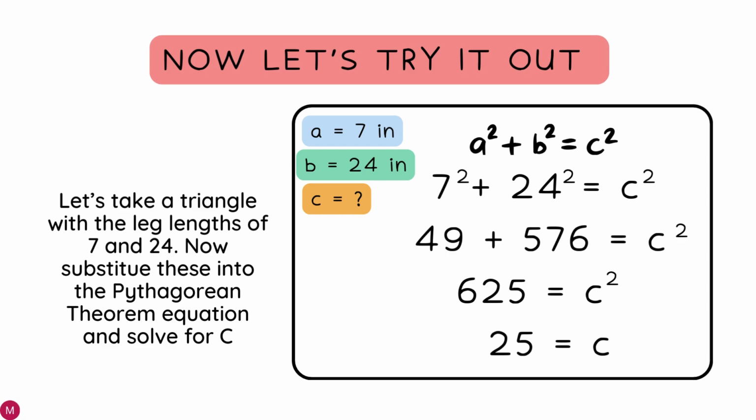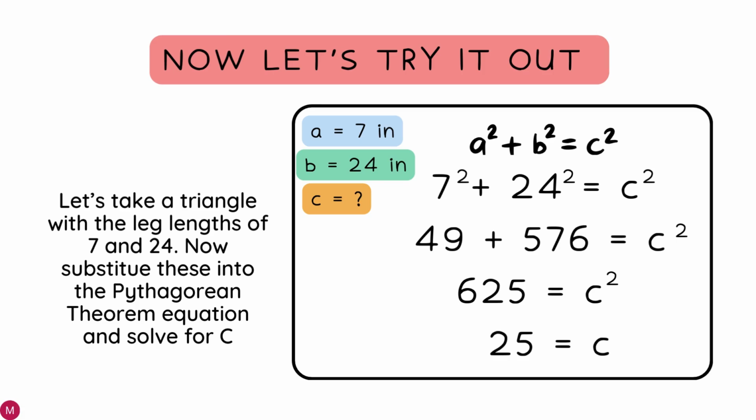Now, let's use the Pythagorean theorem equation and solve for a right triangle. Let's say we have a right triangle with two legs and a hypotenuse. We are given the lengths of the two legs, but not the length of the hypotenuse. So we can use the Pythagorean theorem to find the hypotenuse. The two legs are labeled leg a and leg b. Leg a's length is 7 inches and leg b's length is 24 inches. Now let's take 7 and 24 and plug them into the equation where a and b are.